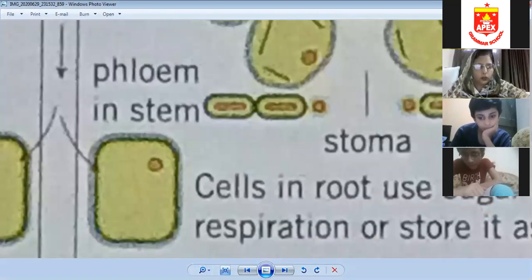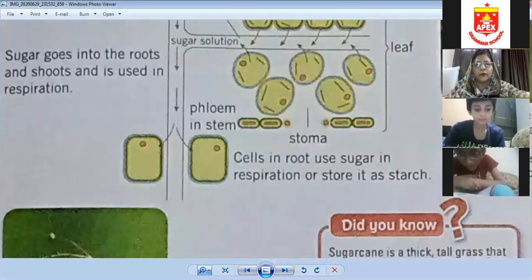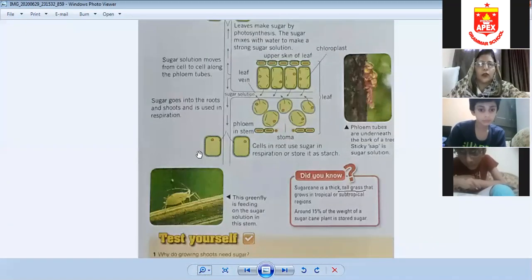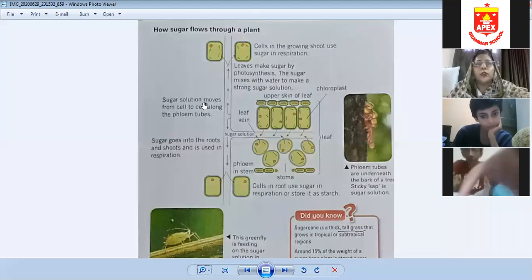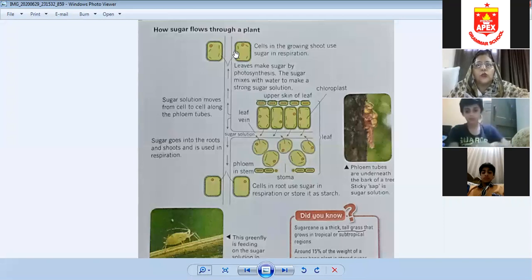You can see how sugar flows through a plant. So this is a process. You can see the cells are given. These are phloem cells, and these are present in the stem. Cells in the growing shoot use sugar in respiration. These are cells which are present in the stem in the early shoot, so they are using sugar for their respiration.